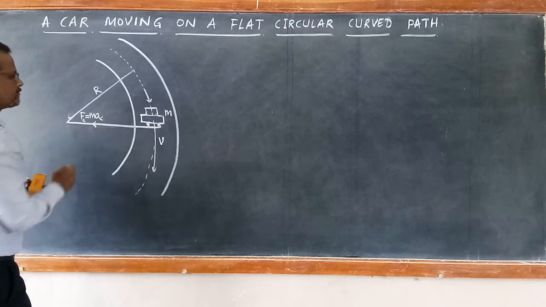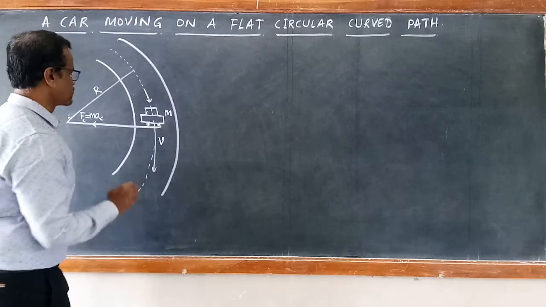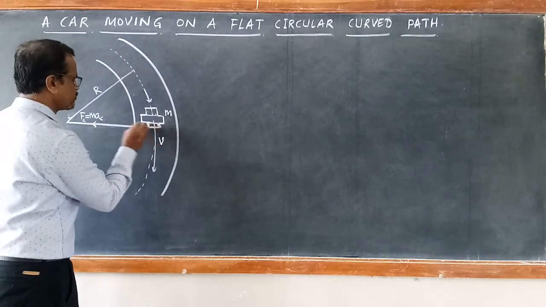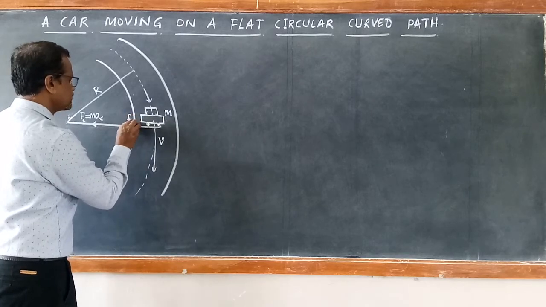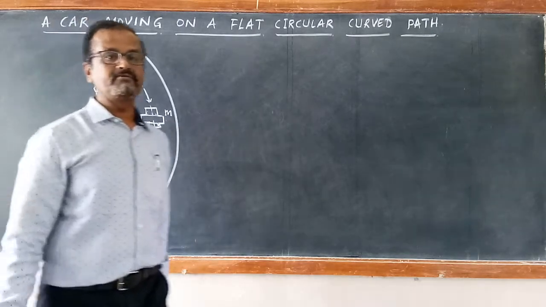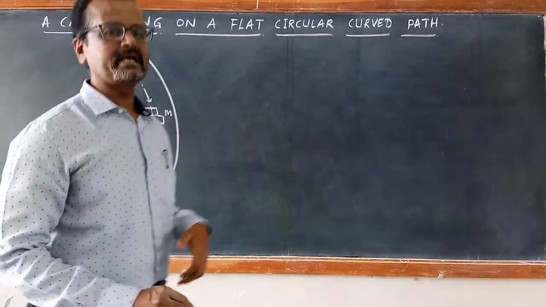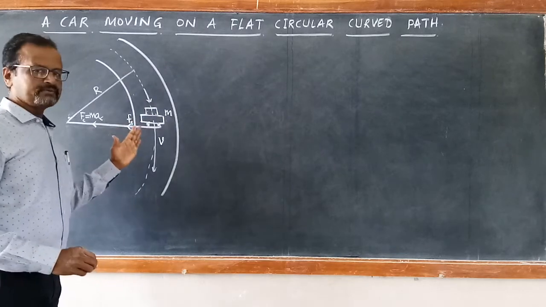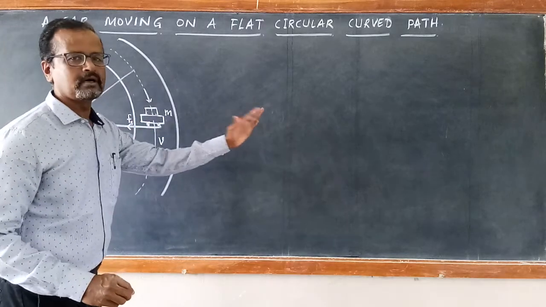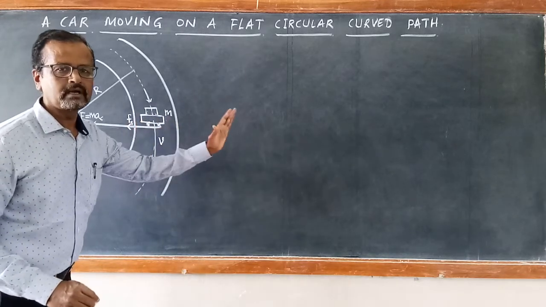That is fine. But which force is that? That is nothing but the frictional force. The frictional force is acting in this direction. That is going to be static frictional force, or static friction. How is it going to be static friction? Think that the car is taking a turn. The tendency of the car is to move away from the curved path.